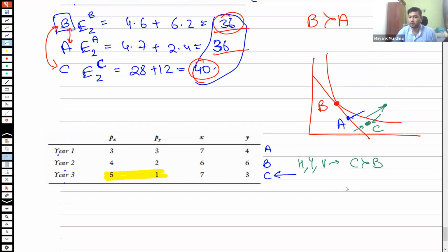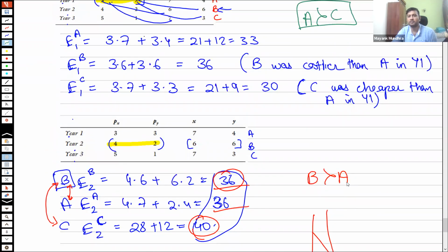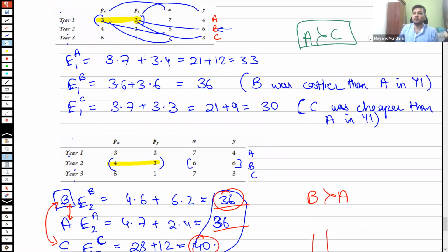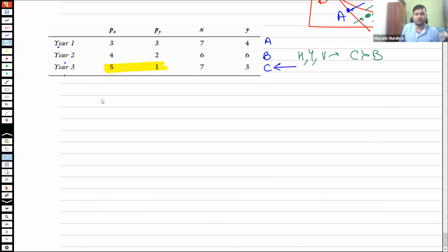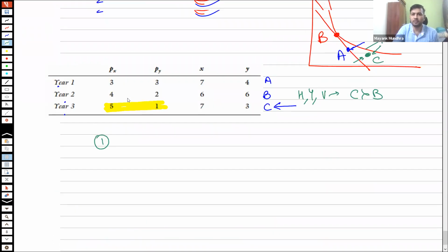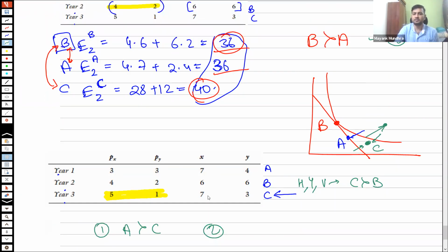So now let's look at what happens. Okay. So all your answers are correct. This is the only outcome which will come from this. So the first result I had was A preferred to C. The second result was B preferred to A. Okay. So let me just write them down. So the first result was A preferred to C. Second result was B preferred to A.